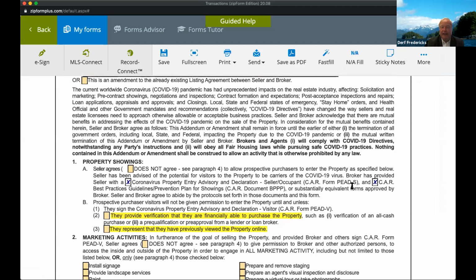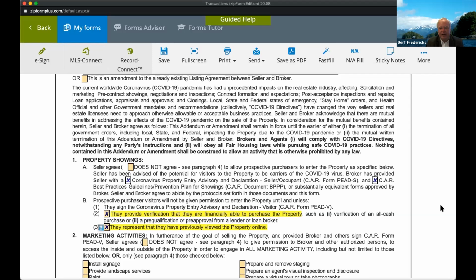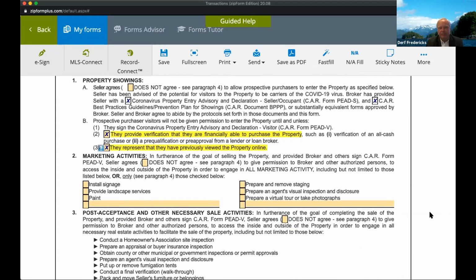Well, that makes sense to me, and in times like this, we can't do open houses. We don't want looky-loos coming through the property unless they can actually purchase it. And secondly, I would check the other box under B3 that these buyers will represent that they have viewed the property online. So in other words, they've gone through the photos, this is a property that they're interested in, and that they're pre-approved to be able to buy it. Then they can make that appointment with the seller to show the property.